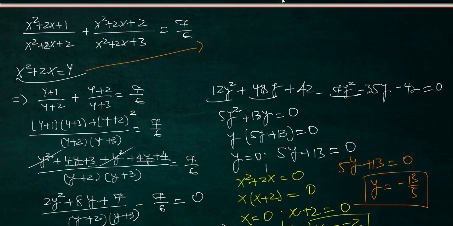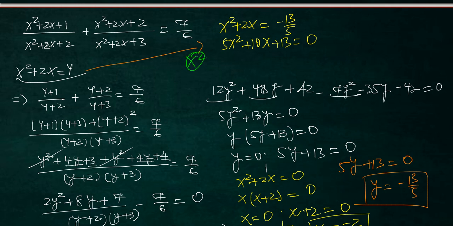I don't know if this color is actually cool, so let me change to white. So we have x squared plus 2x equals negative 13 over 5. So we have 5x squared plus 10x plus 13, which is equal to 0.